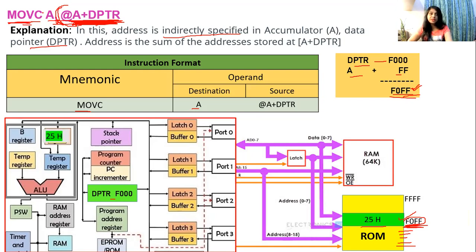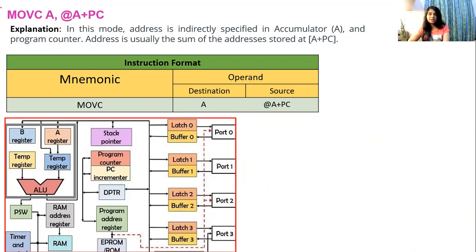This is about the MOVC instruction. This is not a simple move instruction, it is a MOVC instruction. Here you will find either DPTR or PC. Now let's take PC in place of DPTR. PC stands for program counter. Again it is MOVC, which means again it is for accessing the externally connected ROM. What this instruction says is that in this mode, the address is indirectly specified in the accumulator and program counter. Again the destination is A and the source is A and PC.